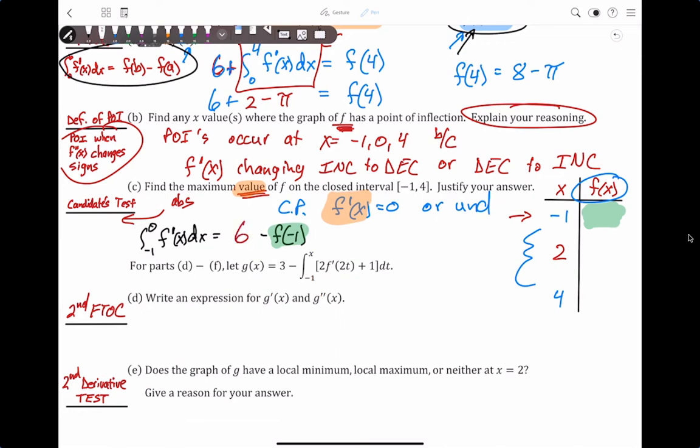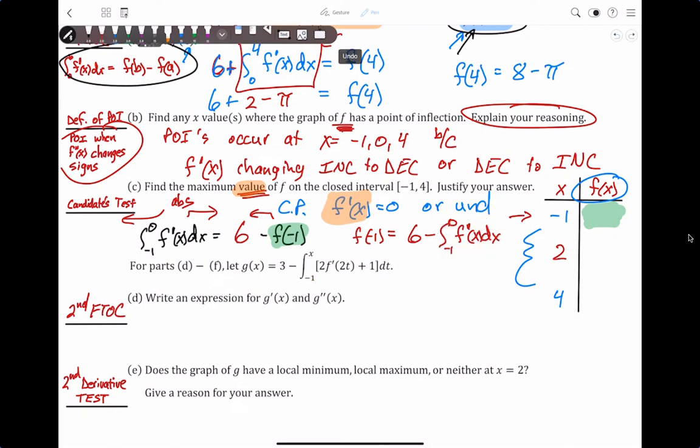So whatever algebra you want to do to get a positive f of negative 1 by itself, I'm going to go ahead and move it to the left and say f of negative 1 is equal to, and then move this to the right, 6 minus the integral from negative 1 to 0 underneath the graph of f prime with respect to x. Okay, so now let's find this area.